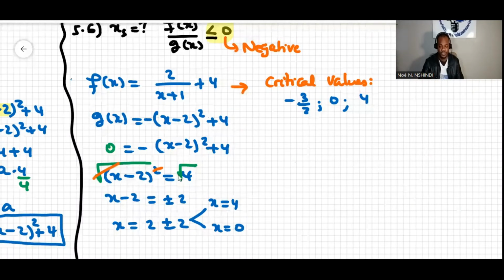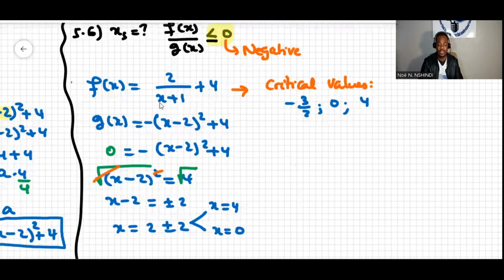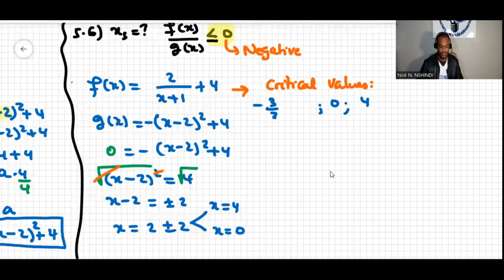we have the critical values -3/2, 0, and 4, because those were the zeros of the function. But is that all the critical values? Careful, there is one more critical value that we didn't mention, because remember the function is also undefined when x is equal to -1. In this case this is the vertical asymptote. So -1 must also be considered a critical value. I prefer to write -1 here because I want to write my critical values in ascending order.